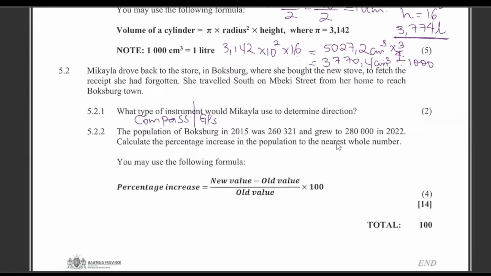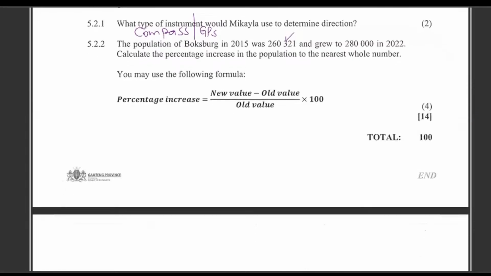The population of the town back in 2015 was 260,321, and it grew to 280,000 in 2022. Calculate the percentage increase in population. Please, when you check the formula here, substitute in correctly. Ask yourself, of the values given to you, which one is new and which one is old? Definitely the one in 2022, this is new, and the one in 2015, this is old. Please substitute the way you see it.